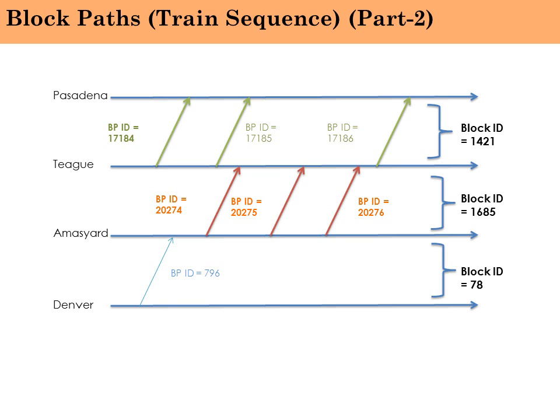Here is the diagrammatic view of all the information that we have fetched till now. This shows that from origin Denver to Pasadena, we have 2 mid stations, MS Yard and Teague. Between Denver and MS Yard, block ID 78 is transported through a single block path. Between MS Yard and Teague, block ID 1685 can be transported through 3 block paths, and similarly for block ID 1421, which has 3 block paths running from Teague to Pasadena.